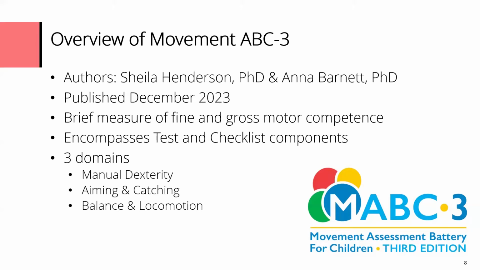And in terms of the checklist items, it might include things such as reaching for objects without knocking them over or participating in ball games. And balance and locomotion includes activities such as walking along a line, balancing on a narrow beam, and hopping and jumping. And in terms of checklist items, it might include tasks such as keeping balanced whilst dressing, putting socks on, for instance, or riding a bike. So it kind of gives you a brief overview of the test.